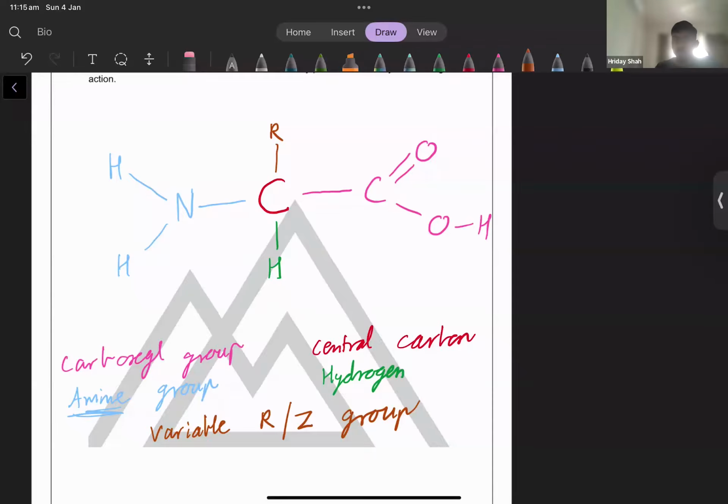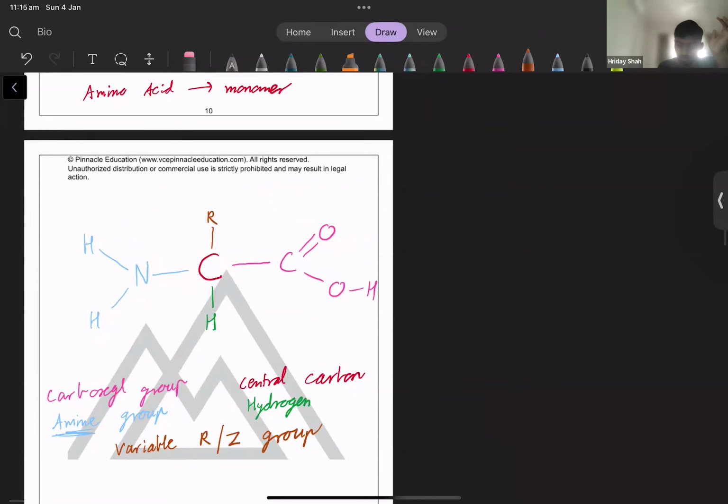In terms of the variable R group though, think about how the nitrogenous bases could switch around. That's the same thing for the amino acid. The variable R groups change from one amino acid to a different amino acid. In total, you have 20 different amino acids. So that means 20 different variable R groups.